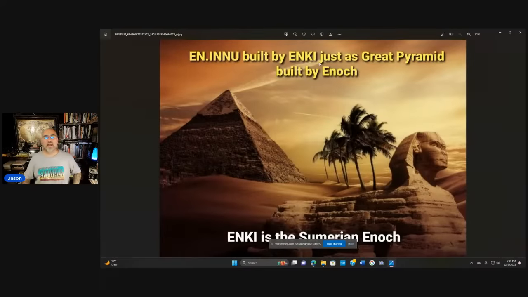Enu is built by Enki, just as the Great Pyramid is built by Enoch. I'm not the one telling you the Great Pyramid of Enoch. The Egyptian Copts are telling you that in the legend of Surid, when every single thing about Surid before the flood mirrors exactly what the book of Jasher says of Enoch before the flood. They are identical, and I've shown this in several presentations. Enki is the Sumerian Enoch.